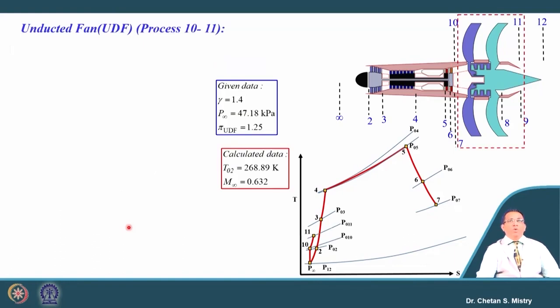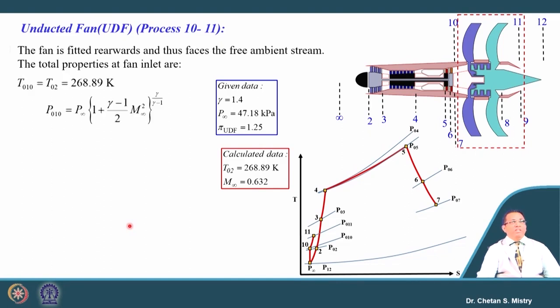Now, let us analyze the next component, the unducted fan. For the unducted fan, the information available to us is its pressure ratio, and we have information about the entry condition. So, the very first thing we need to calculate is the total pressure and total temperature at the entry of the unducted fan, and then the outlet pressure and outlet temperature from the unducted fan. Let us analyze that part.